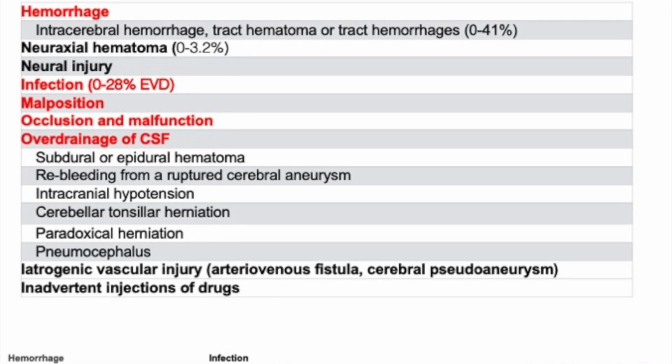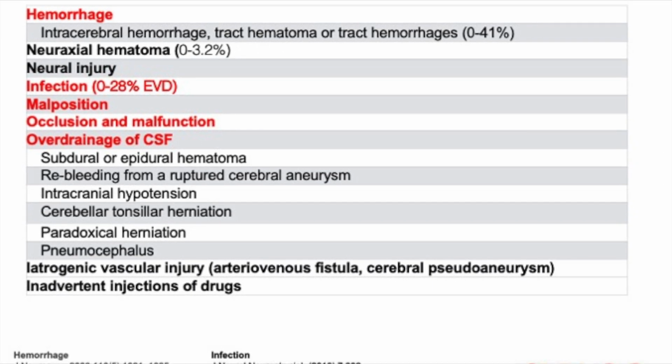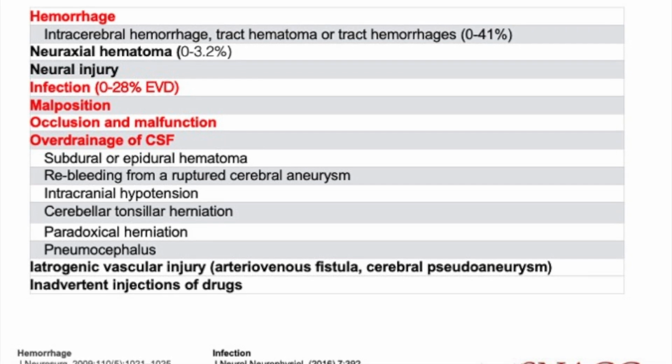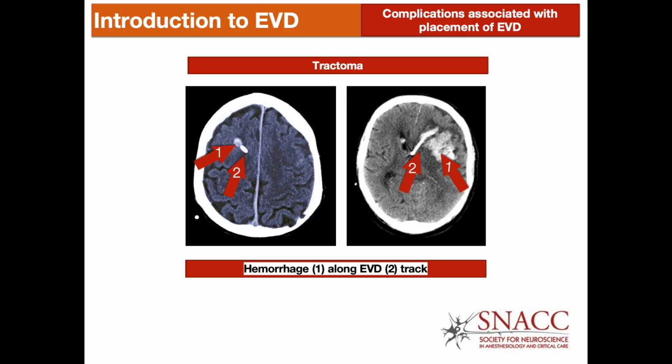EVD catheters can become occluded or malfunction, and can also overdrain cerebrospinal fluid. This can lead to subdural or epidural hematomas, rebleeding of ruptured hematomas, or paradoxical herniation or outward herniation. Here are two axial CT scans showing, on the left tile, a tractoma or hemorrhage associated with the tract of the EVD. The tile on the right unfortunately shows not only a tractoma but also a large intraparenchymal hemorrhage associated with placement of the EVD.